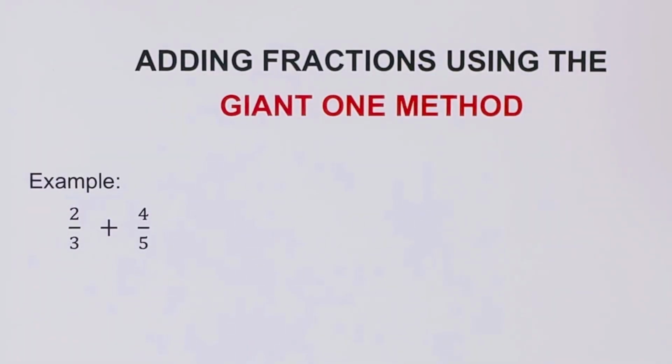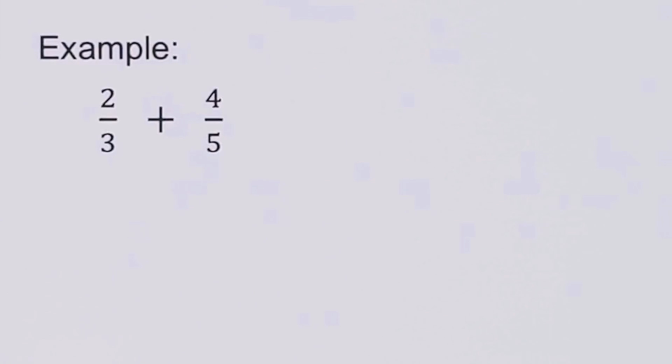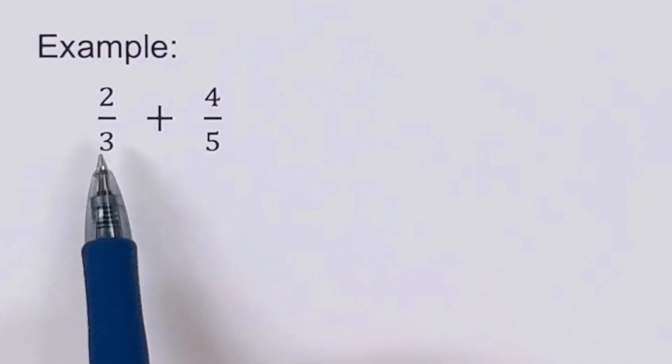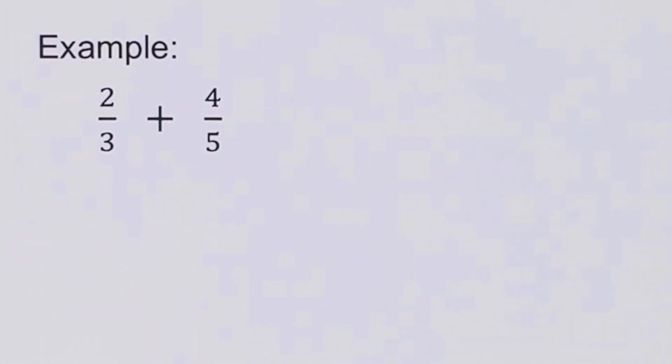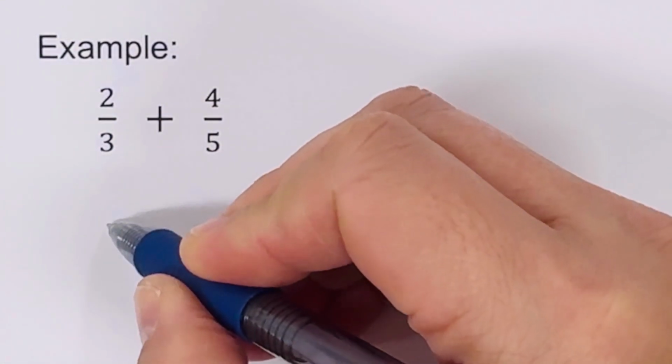Hello everyone, this video will show how to add fractions using the giant 1 method. Now let's go over this example that we have down here. If you notice, the denominators of the two fractions are not the same, so we cannot add them together. We have to make sure that their denominators are the same. So I'm just going to go ahead and rewrite these two fractions down here.